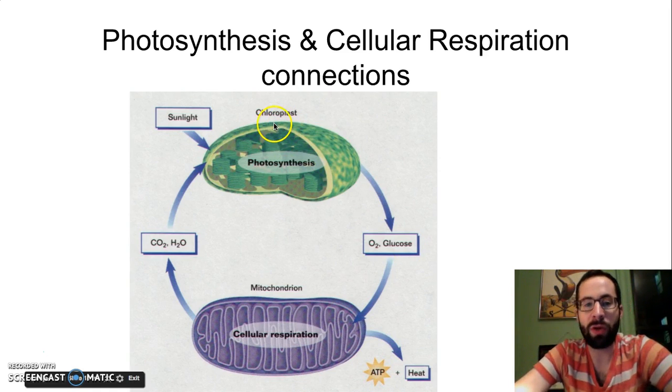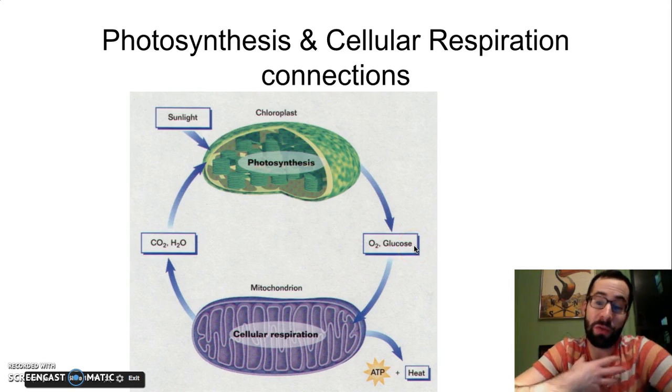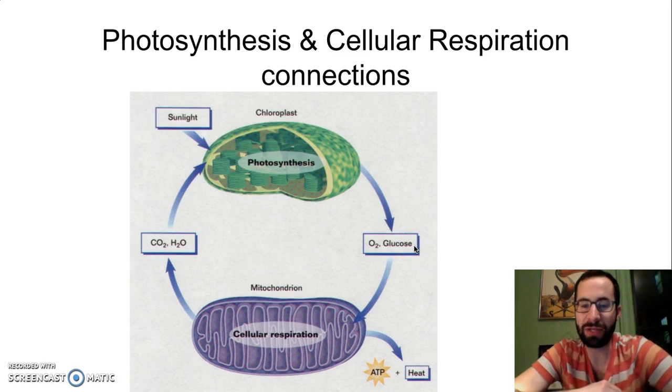If we start with the chloroplast, which we know is only inside of plant cells, when sunlight enters the chloroplast, photosynthesis can take place in the presence of carbon dioxide and water. So when carbon dioxide, water, and sunlight are present inside the chloroplast, photosynthesis takes place, and we create oxygen and glucose. I shouldn't say we, but plants or autotrophs create oxygen and glucose.